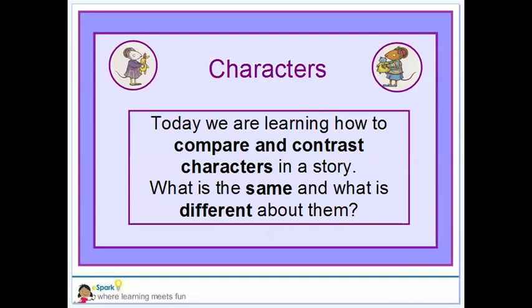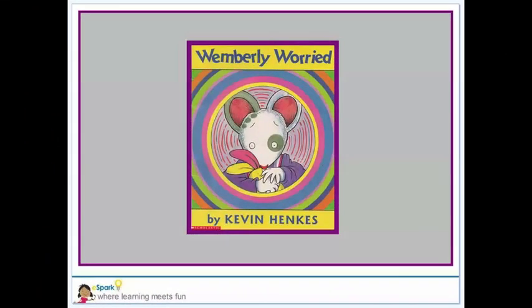Today we are learning how to compare and contrast characters in a story. What is the same and what is different about them? I'm going to read portions of the story Wemberly Worried by Kevin Hanks.